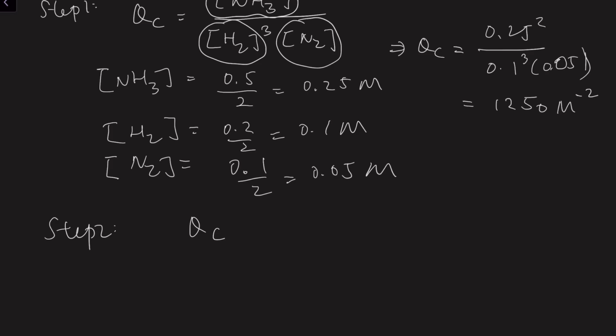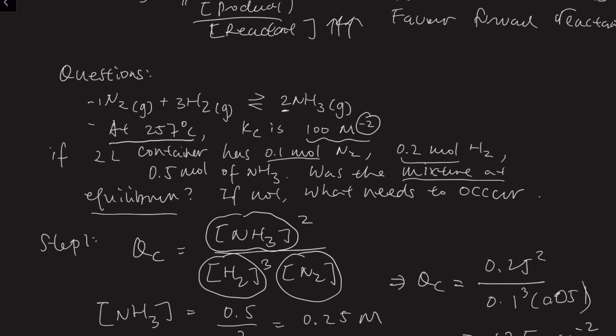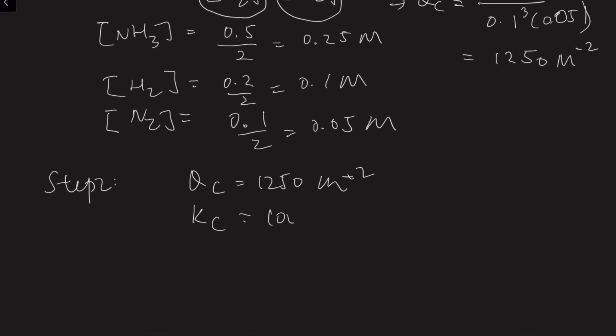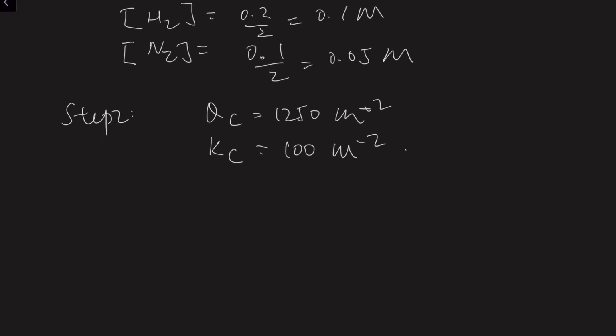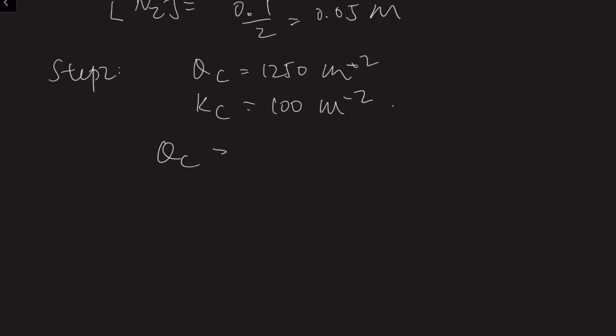So we compare QC, which is 1250, with KC, which we know is 100. So in this case, QC is bigger than KC. What does this indicate?